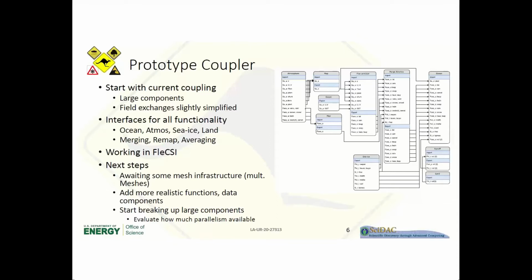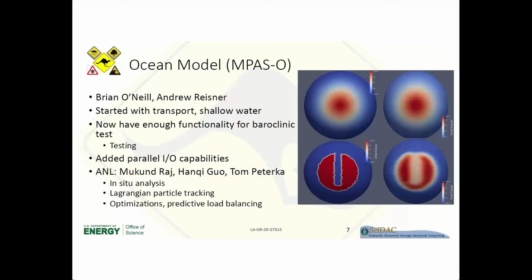We're starting to build out more of the functionality, and then we can start breaking up these large components to see how much more parallelism we can expose. We are waiting for some mesh infrastructure. Flexi was developed for single mesh applications, so any day now we're expecting some new support for multiple meshes. While we're waiting, we've also been developing some of the component models in Flexi as well.